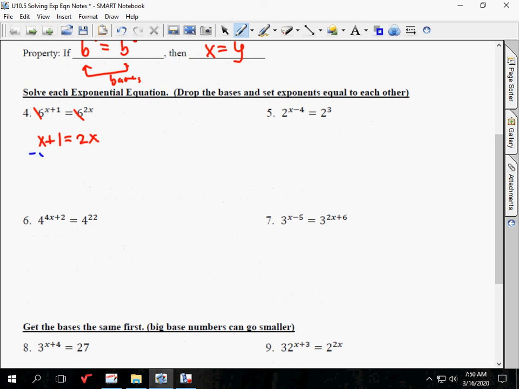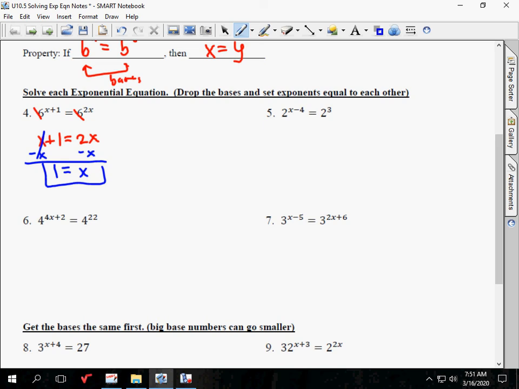All right, so we're going to get the x's on one side. So we get 1 equals, and then that's x, and so x equals 1. All right, that's it. You could substitute that 1 back in for both x's and see if it actually works, and it will. You'll get 6 to the second power equals 6 to the second power.